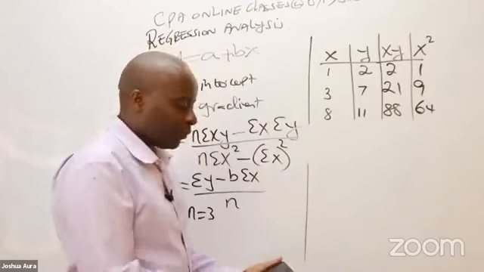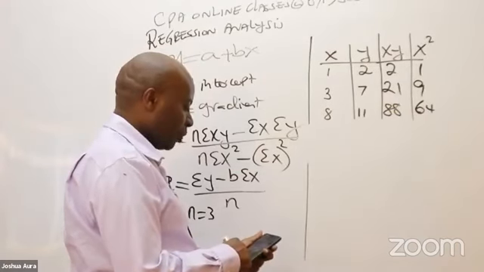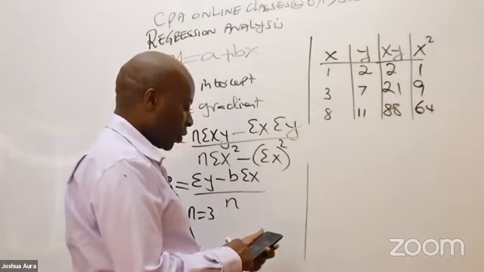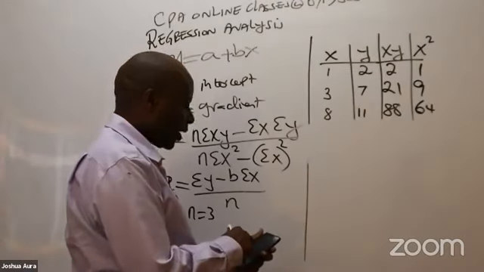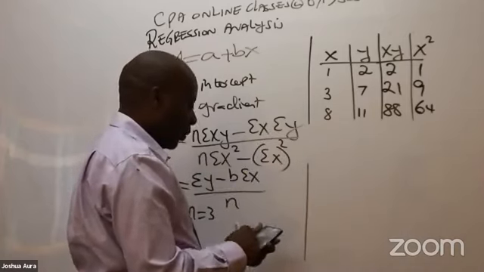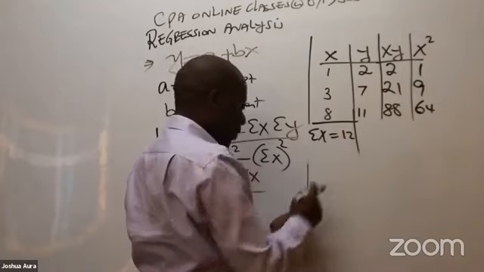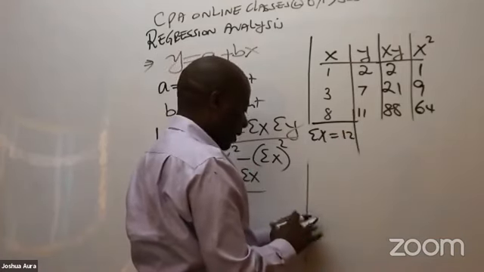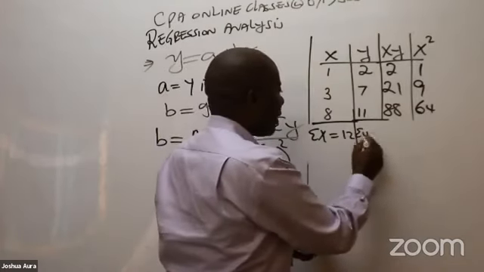So we start with the first one, which is summations of X. What do we have here? This is quite simple. It's 1 plus 3 plus 8, which gives me summation of X is 12. Then we have summation of Y is 2 plus 7 plus 11, which gives me summation of Y here is 20.